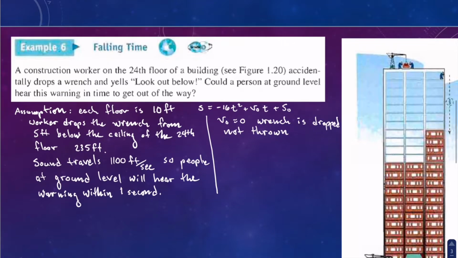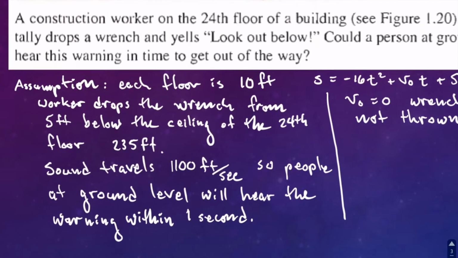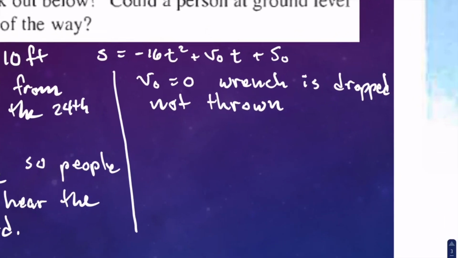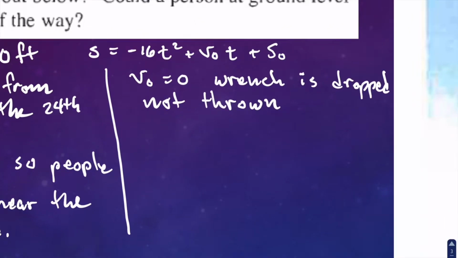So here are some assumptions that we need to make. The assumption is that each floor is 10 feet. The worker drops the wrench from 5 feet below the ceiling of the 24th floor, and so the wrench is really dropped from 235 feet. Now, sound travels at 1100 feet per second, so people at the ground level will hear the warning within 1 second.